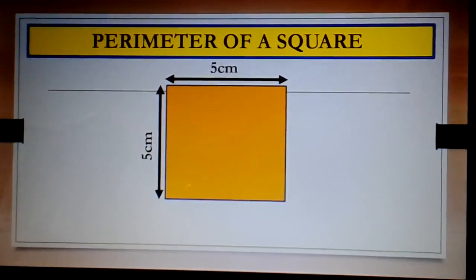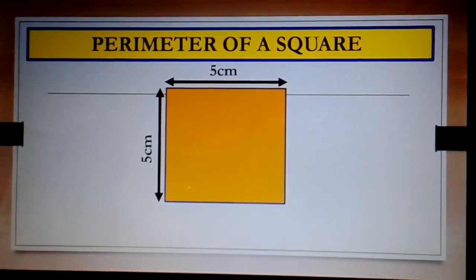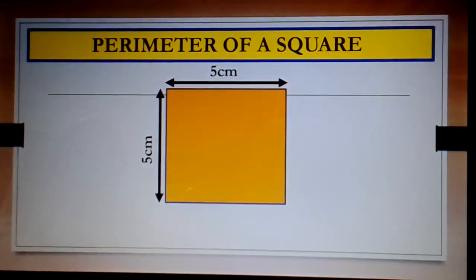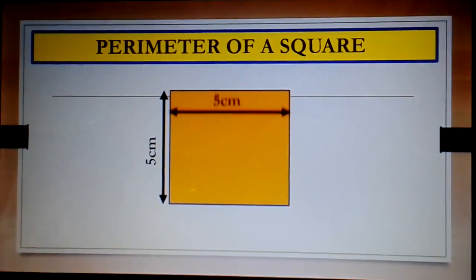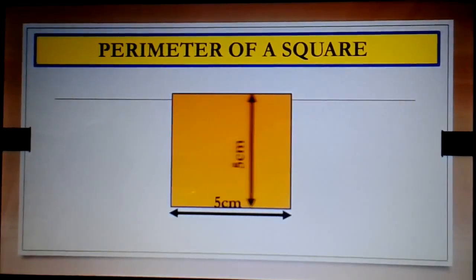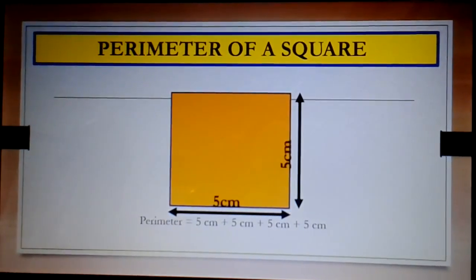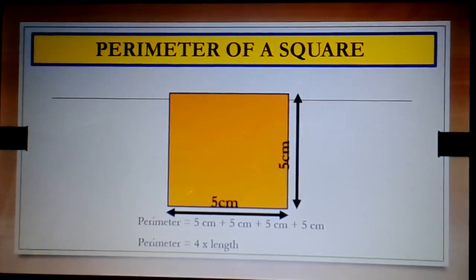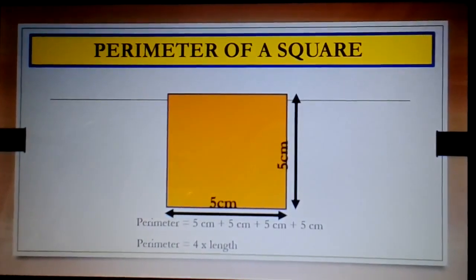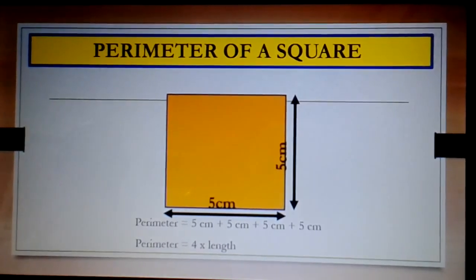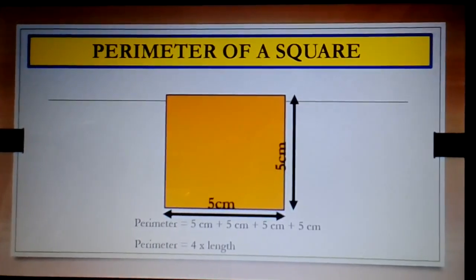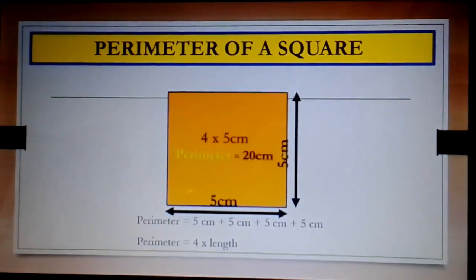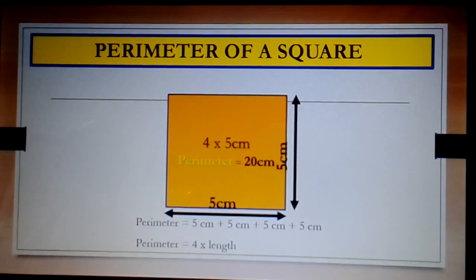Let's look at an example of a square. If one side of a square is 5 centimeters, clearly all the sides would be 5 centimeters. And so, in adding up all the sides, we would have 4 5-centimeters, which would be perimeter equals 5 centimeters plus 5 centimeters plus 5 centimeters plus 5 centimeters, which in fact is just 4 lengths, which is 4 times 5 centimeters. And that would give us a result of 20 centimeters.